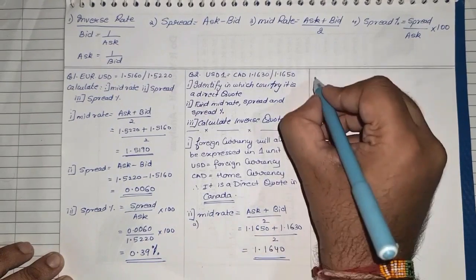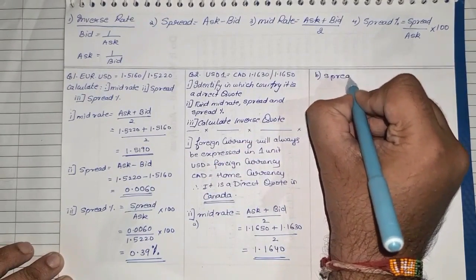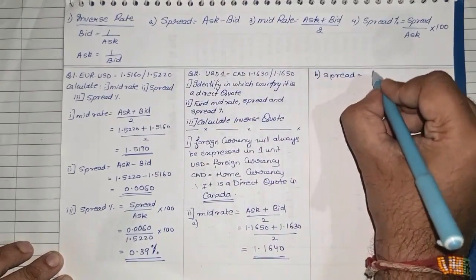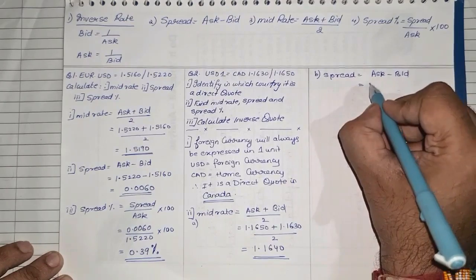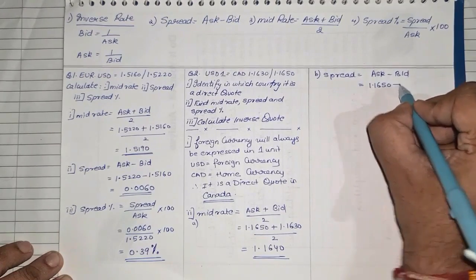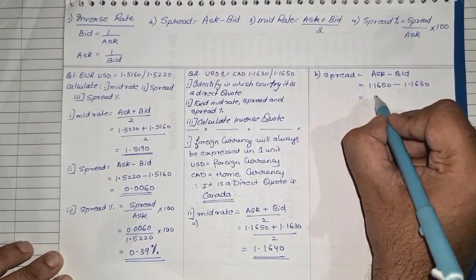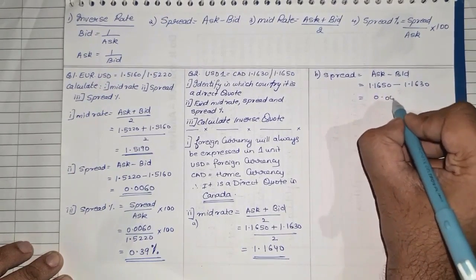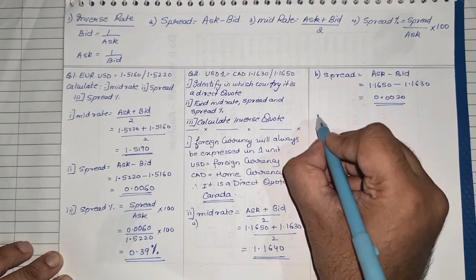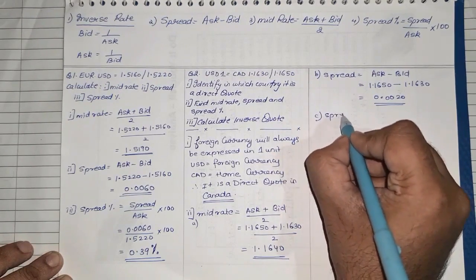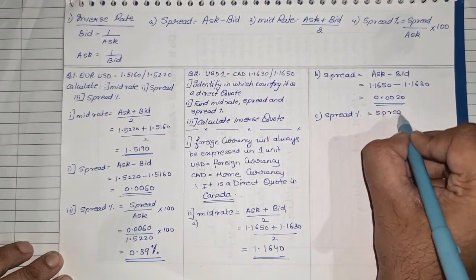That's the A part. Okay, the B part where they ask you to find the spread. So now the spread formula is ask minus bid. So that will be 1.1650 minus 1.1630, which comes to basically 0.0020. That's the second.